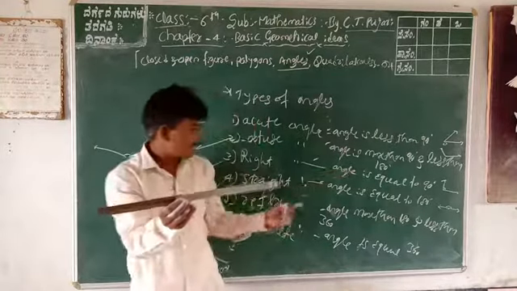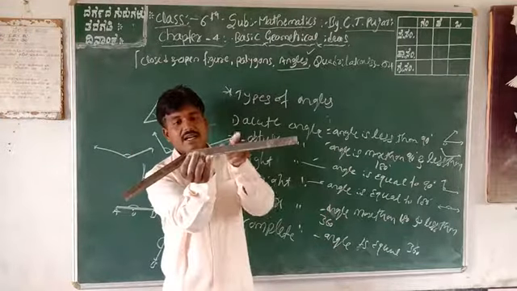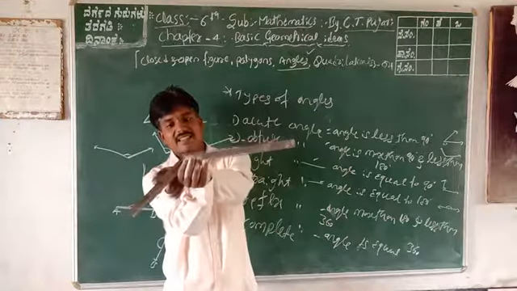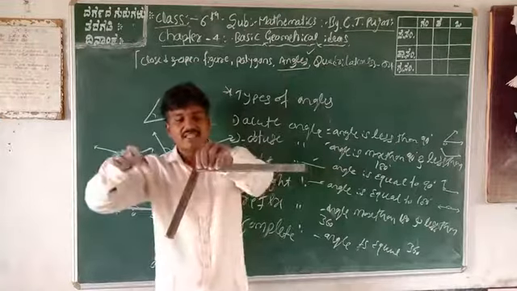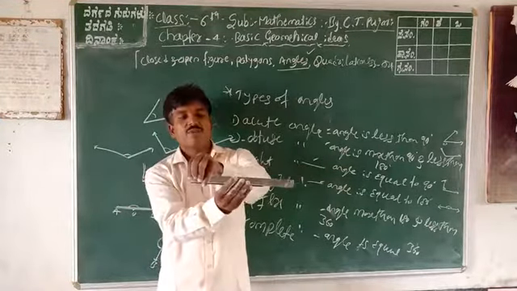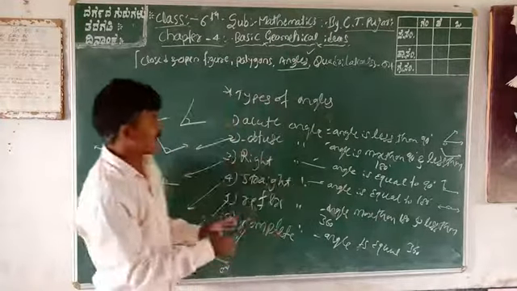What about next? Reflex angle. Reflex angle means like this, more than 180 degrees. This is reflex, this is also reflex. What about the last one? Complete angle. The complete angle is one full circle. Therefore, this is your complete angle. These all are types of angles.